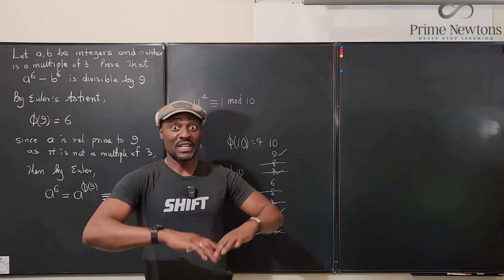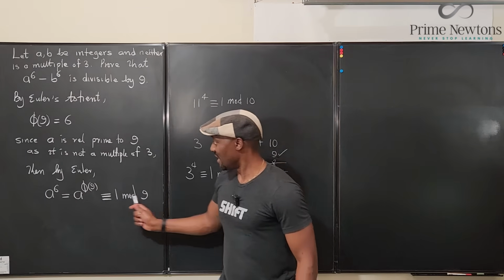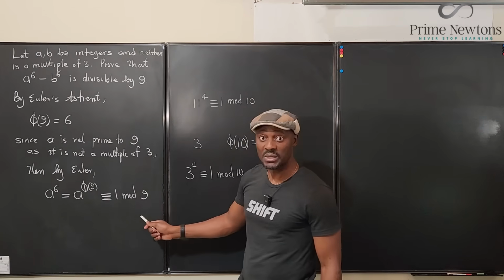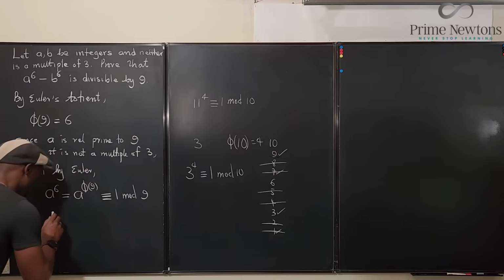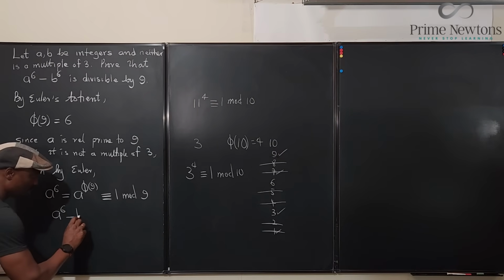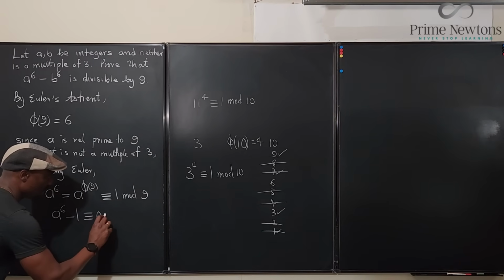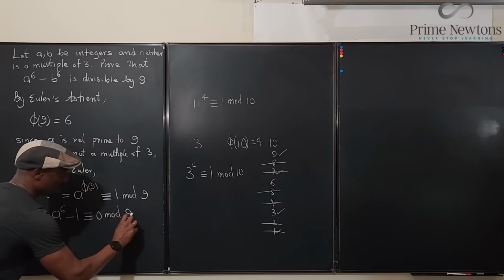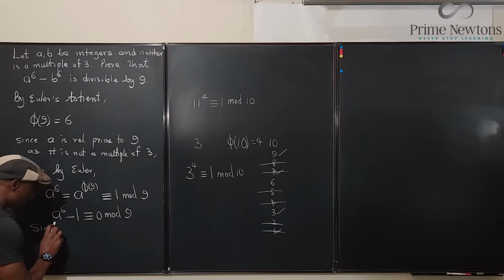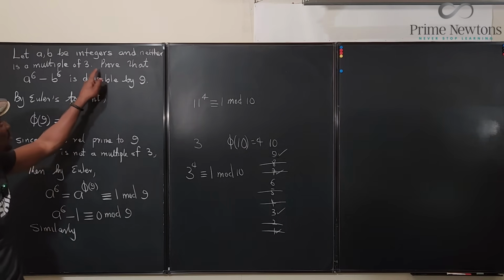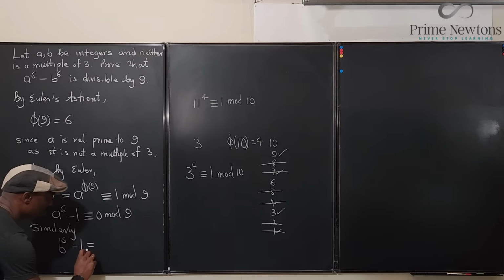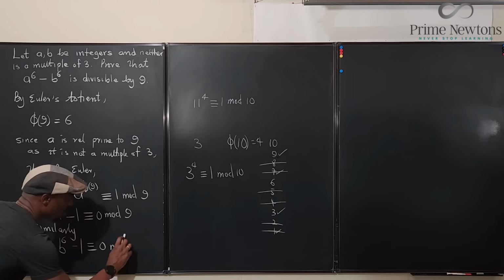Okay, I know I did a lot of explaining, but this is the whole idea. A to the 6th is 1 mod 9. So it means you can say A to the 6th, if you move this one over here, minus 1 is congruent to 0 mod 9. Similarly, the same thing is true for B. We say B to the 6th minus 1 will be congruent to 0 mod 9.